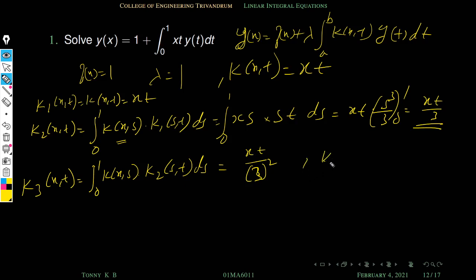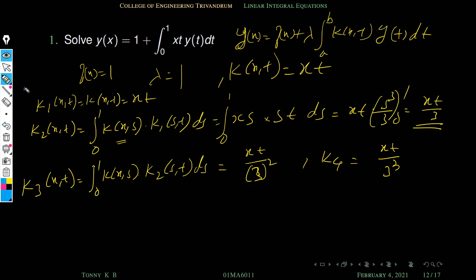Then my question: what is k4, without computing? Using xt by 3, that is xt by 3 cube. Yes, now we know the pattern of this infinite series. Now we are ready to define our resolvent kernel. Okay, so next we are going to define our resolvent kernel.